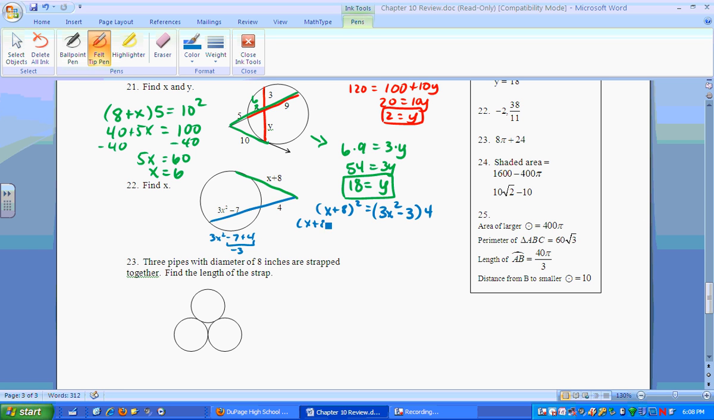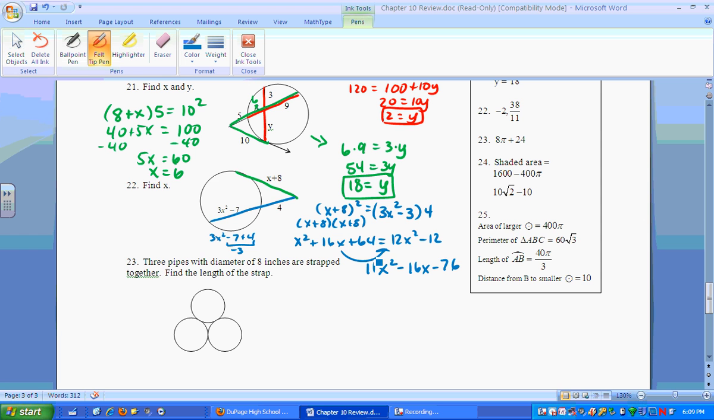This you have to FOIL, so you write it out twice. You get x squared plus 16x plus 64. You forget the FOIL, you lose the middle term. This side is 12x squared minus 12. All right, bring everything over this way, giving you, when you subtract it, 11x squared minus 16x minus 76.